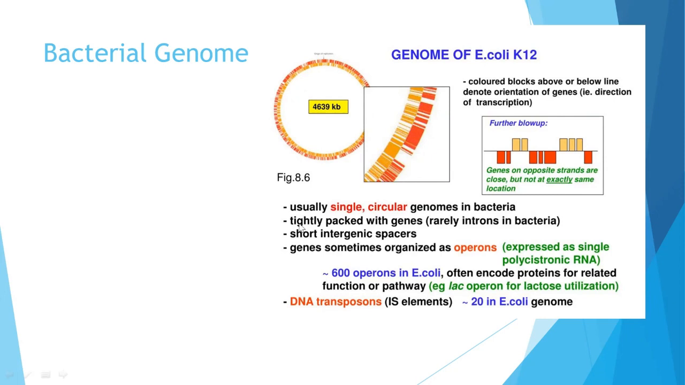The E. coli genome is usually a single circular genome, as in most bacteria. It's tightly packed with genes, and they have short intergenic spacers. You can see very short spacers here. The genes sometimes are organized as operons. Now, operons are expressed as a single polycistronic RNA. There are 600 operons in E. coli, which often encode proteins for a related function or pathway, for example the lac operon for lactose utilization. It also contains DNA transposons, nearly 20 in the E. coli genome. So we take the ideal E. coli as our example. Now let's dive deeper.